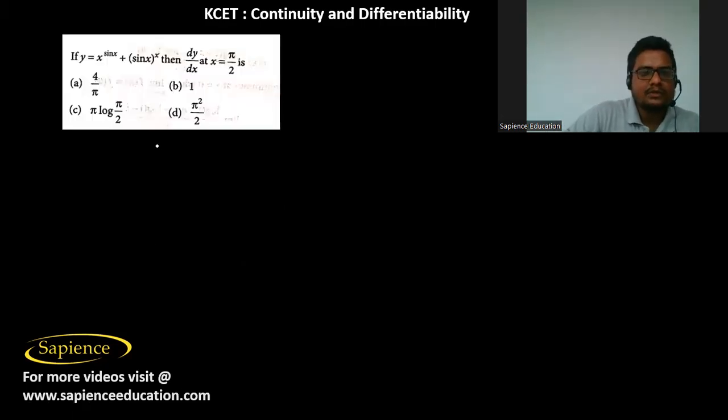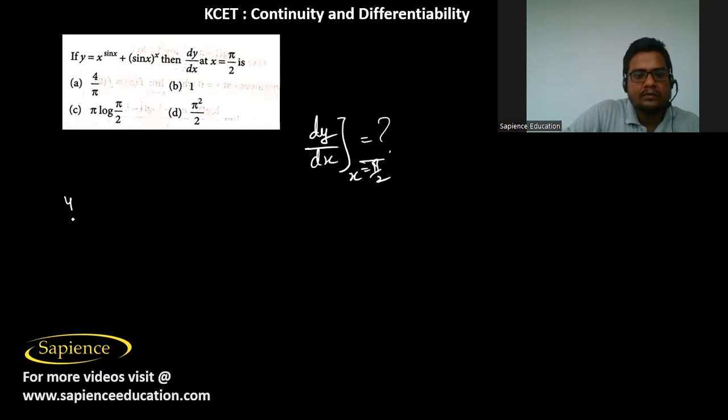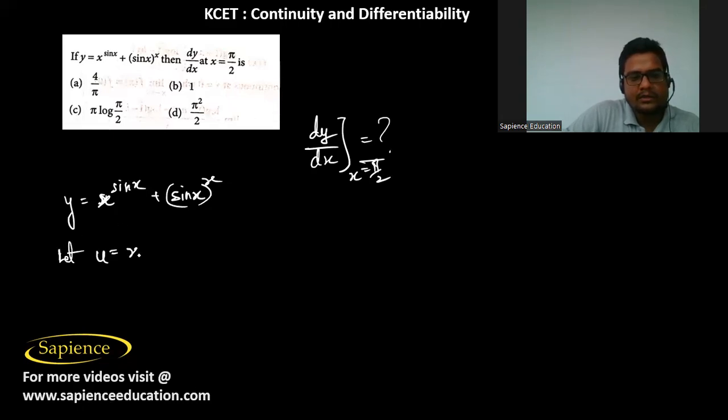Then here it is told to find dy by dx at x equal to pi by 2, where y is given as x power sine x plus sine x power x. So we can take this as u and this as v. So let us take u equals to x power sine x and v equals to sine x whole power x.